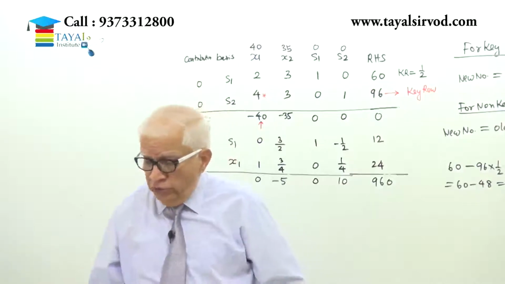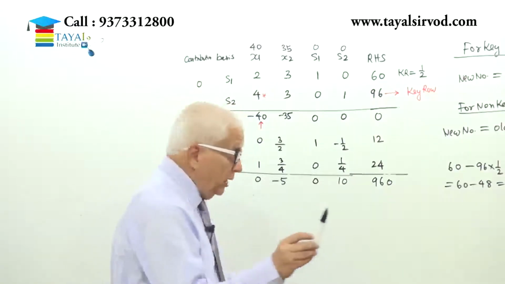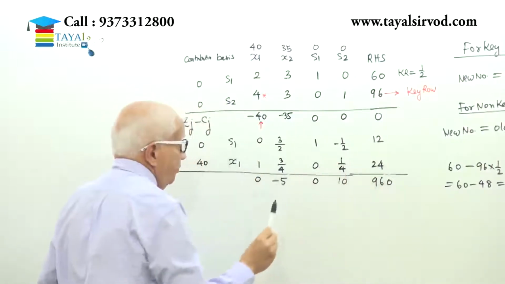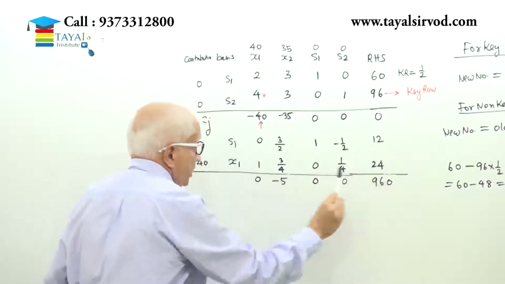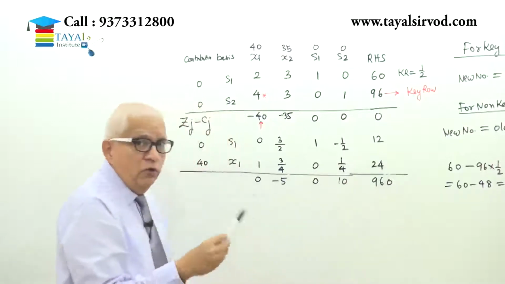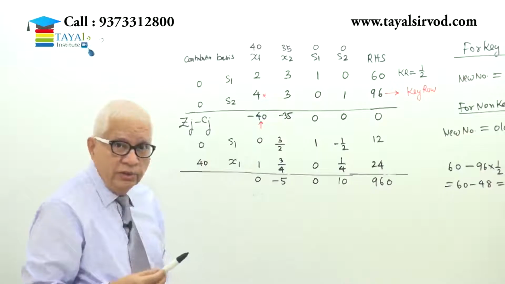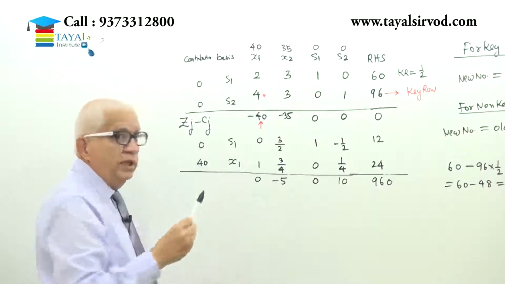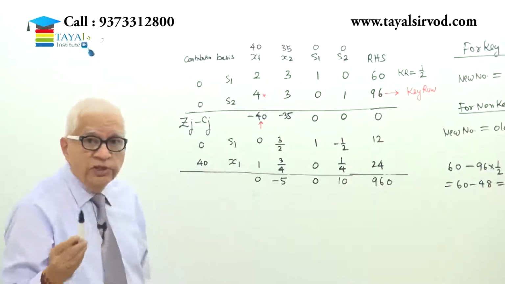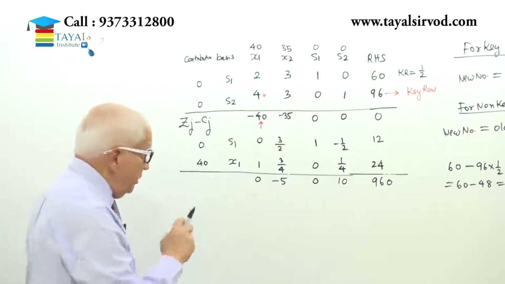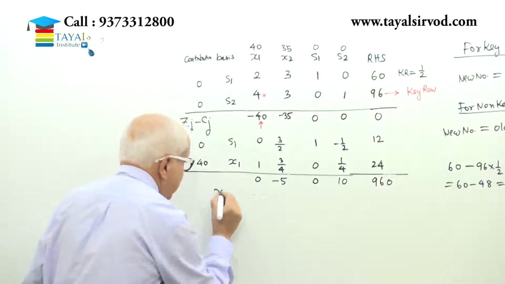Good. And what is the solution at this stage? Look at the solution at this stage. S1 is equal to 12. X1 is equal to 24. Which variables are not there in the basis? S2 is not there in the basis and X2 is not there in the basis. Variables which are not there in the basis, what is their value? Always 0.